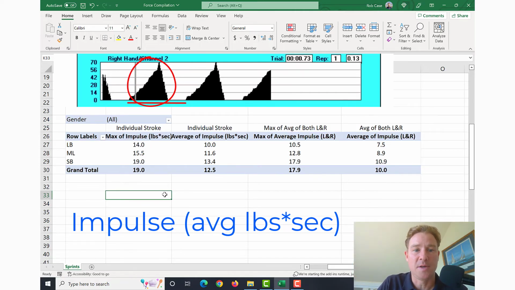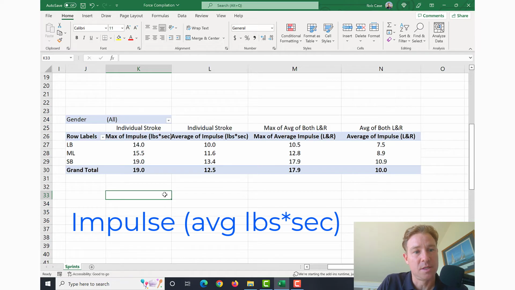So if you have an average force of, say, 5 pounds of force, and you're doing it for a second, then your impulse would be 5, because it's 5 times 1. I made that simple. Made that easy for me. What if your stroke was longer? Let's say it was 2 seconds long, and you had 5 pounds of force. Then your impulse would be 10 pounds.